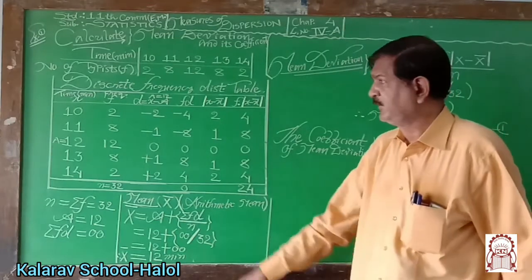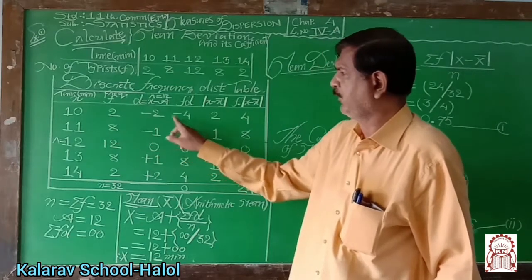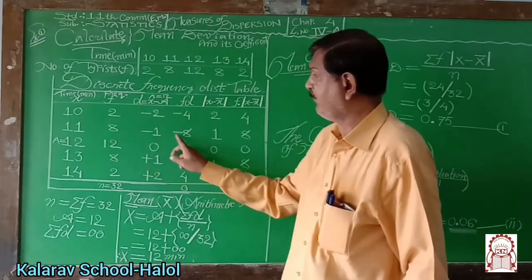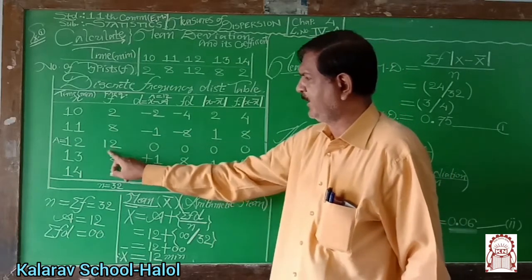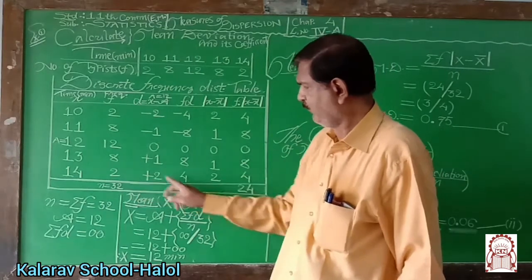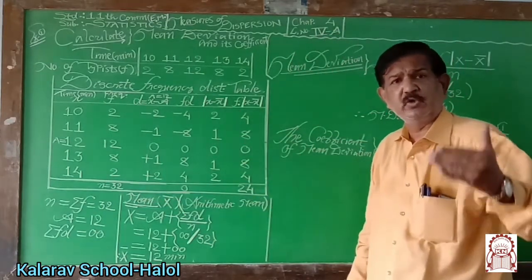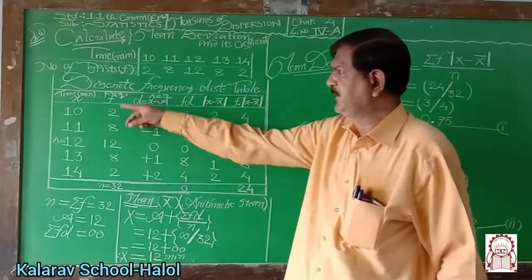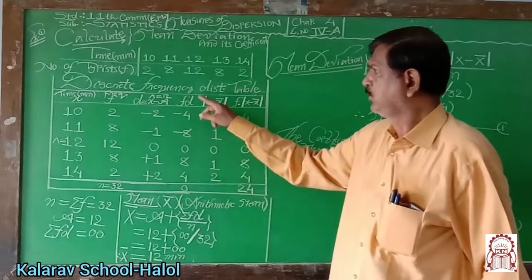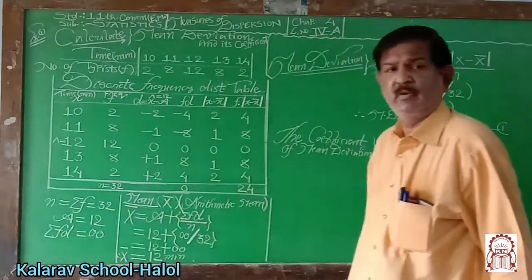Multiply this column by the frequency F. 2 multiplied by minus 2 means minus 4, with sign. 8 into minus 1, minus 8. 0 multiplied by any number, 0. 1 into 8, 8. 2 into 2, 4. Make the total of FD. Here we have to make the total of 3 columns. Frequency total, that is N, sigma F, is 32. Total of FD, sigma F into D, is 0.